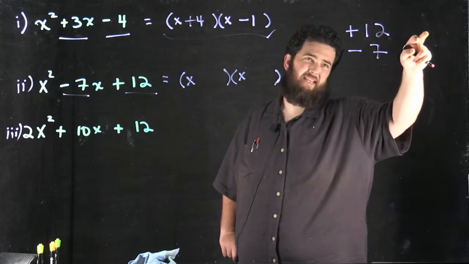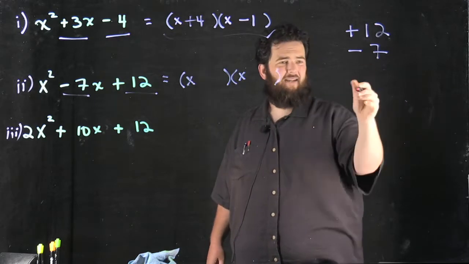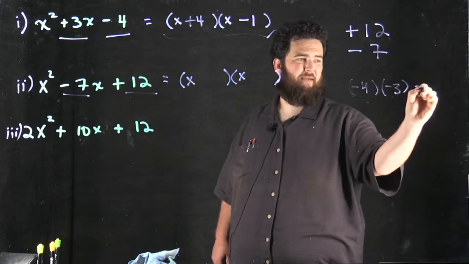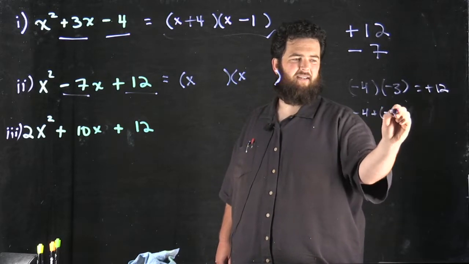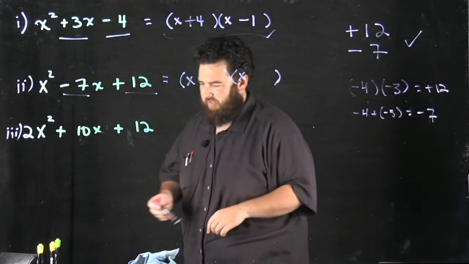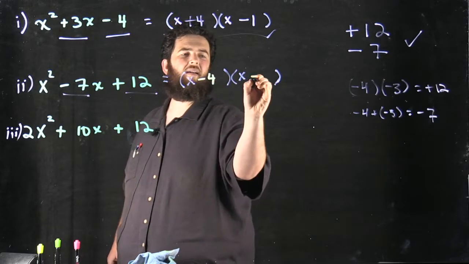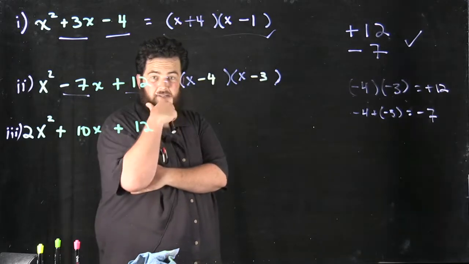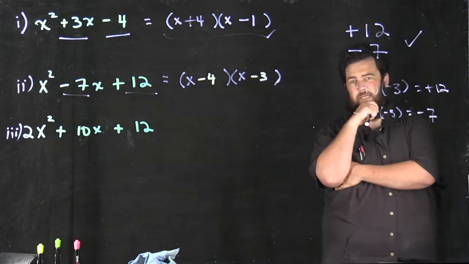4 times 3 is 12, but when you add 4 and 3, you get positive 7. But negative 4 times negative 3 equals positive 12, and when you add negative 4 and negative 3, you get negative 7. And that's precisely what we wanted. So why don't we fill in the blanks here? All right. So now go ahead and pause the video and see if you can make sure that this answer is correct, that we've factored number 2 correctly.